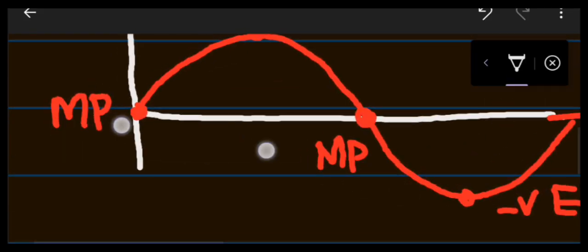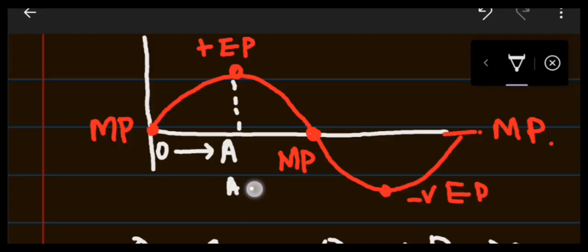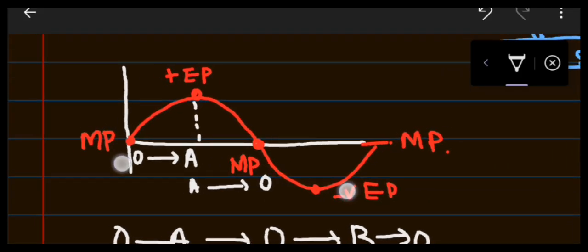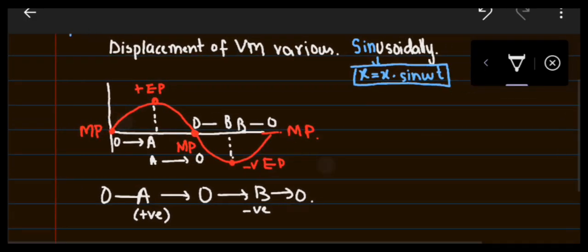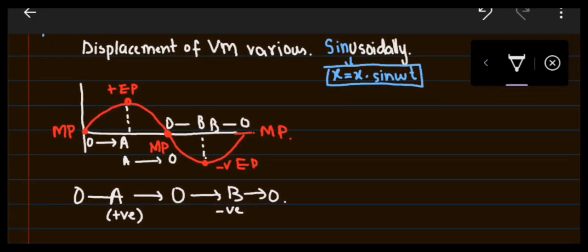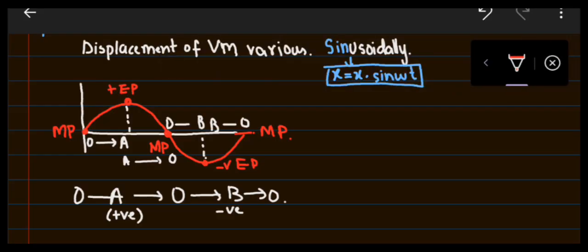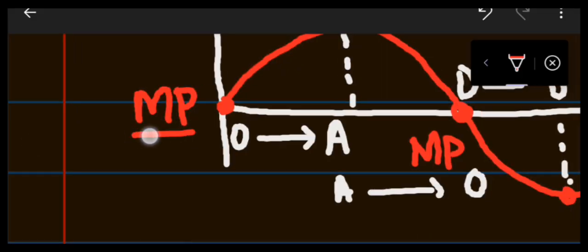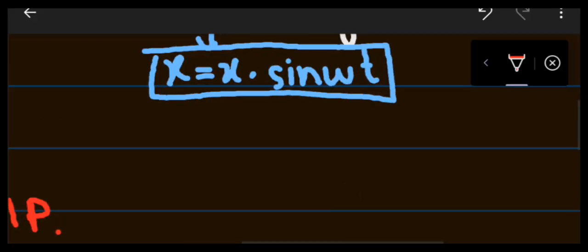Okay, so here you can see from 0 to A, here it is done, and then from A to 0 it again decreases, and then from 0 to B it increases but negatively, and from B to 0 it again decreases. So this is the sinusoidal graph, and now you can see exactly where I started the sinusoidal graph. I started from the mean position where time was equal to 0.